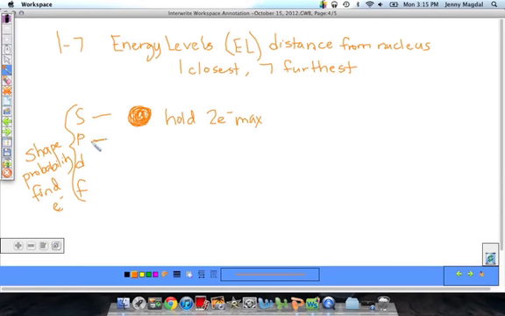P is another shape. It's kind of like a figure 8 or an infinity symbol. And it could go in the x-axis or the y-axis or the z-axis coming out at us. And it's basically like taking 2 balloons and tying them together at the knots. Each of them can hold 2 electrons. And since we've got them in 3 different directions, that means we have a total of 6 electrons maximum.